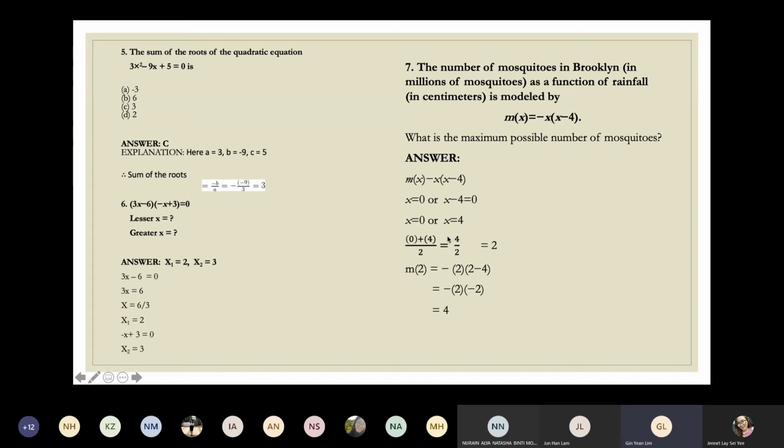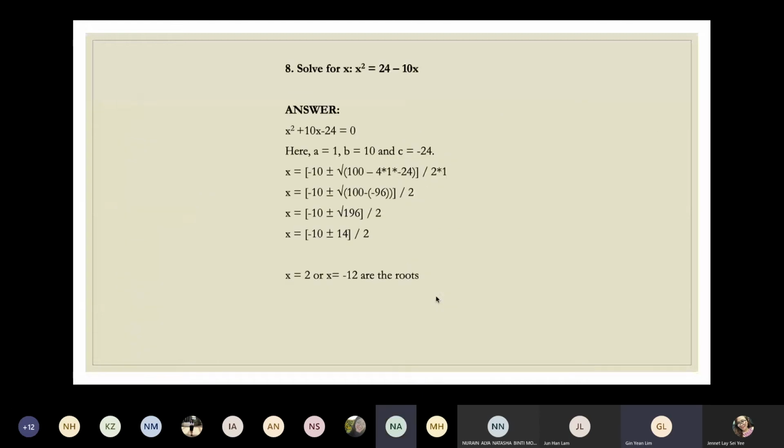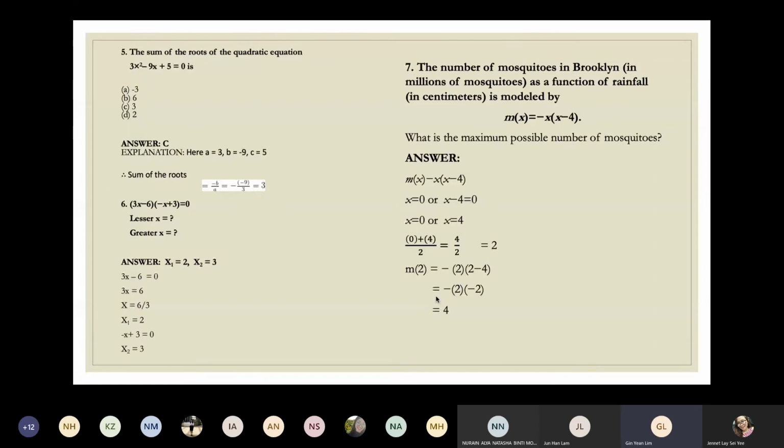Now, because it is a quadratic function, you are going to use the quadratic graph and get the symmetry number there. So 0 plus 4 divided by 2, you get 2. So your x will be 2. You substitute back: negative 2 times 2 minus 4, and M(2) will be 4. So the maximum possible number of mosquitoes will be 4. Is there any problem for this question? No. Okay, thank you. Now proceed to question 8.